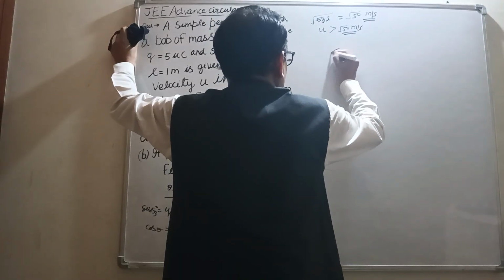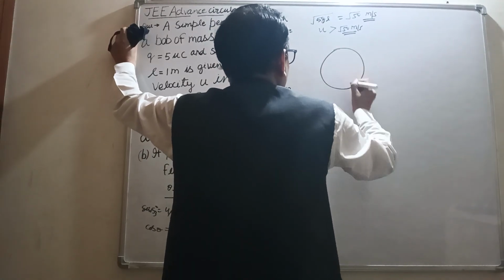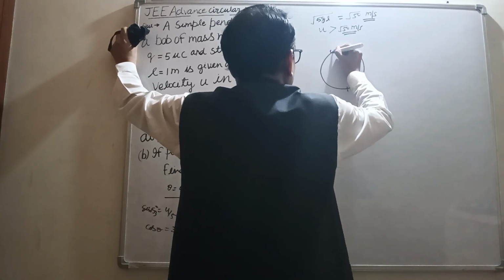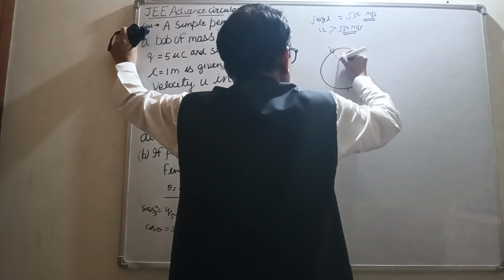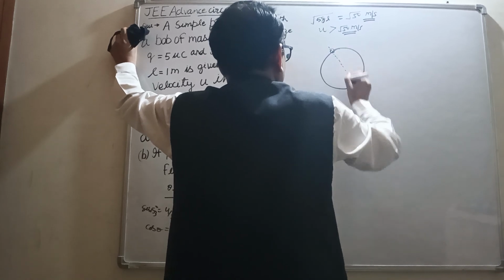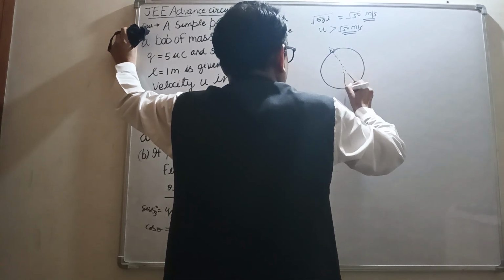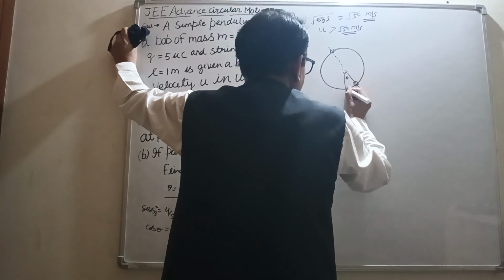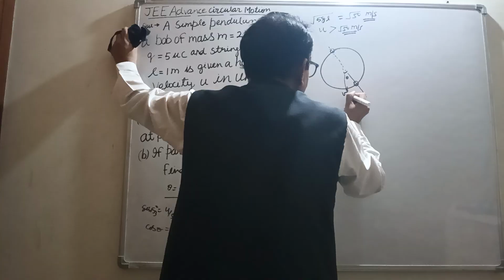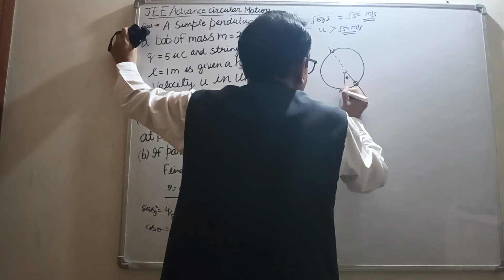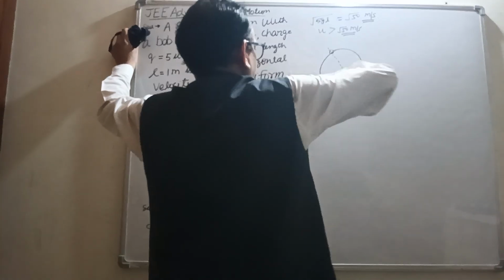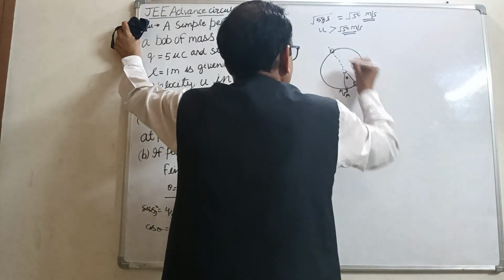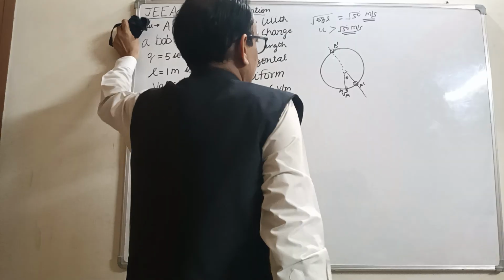So what would be the equilibrium position here? The equilibrium position would be shifted from here to here. So this would be the new equilibrium position. Suppose it is shifted by angle theta from the initial position. So we have to find the velocity at this point, this is A, and this has circular motion, so suppose this is A dash and this is B dash.